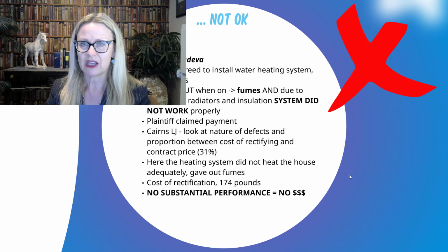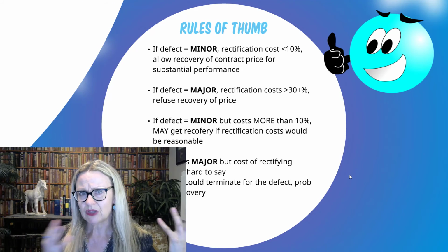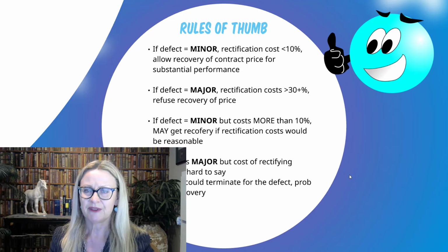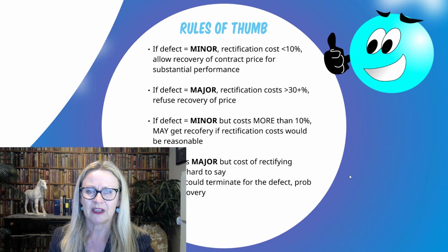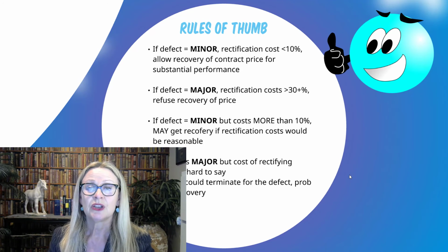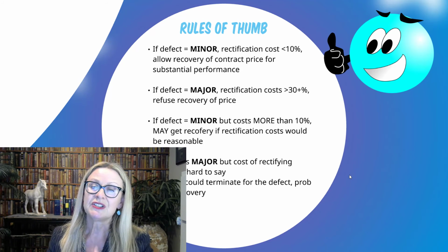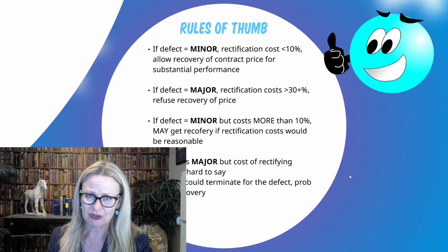So they're the outer edges. If you look at rules of thumb, you've got the Hennig and Isaacs situation on one hand. Defect is minor, rectification cost less than 10%. In Hennig it was £55 out of £750, I think that's about 7%. So the court's probably going to allow recovery, less a set off. If the defect is major, like in Bolton and Mardiva, probably not going to allow recovery of anything.